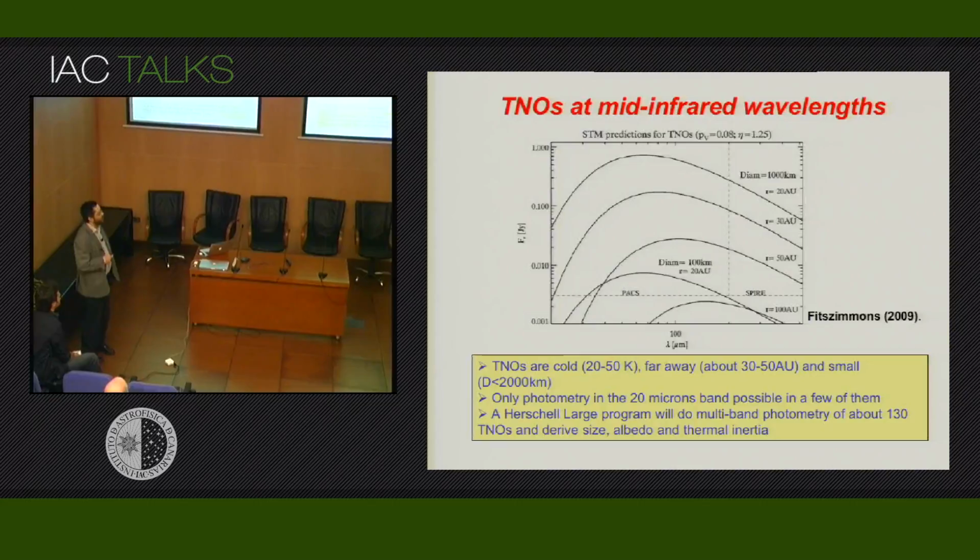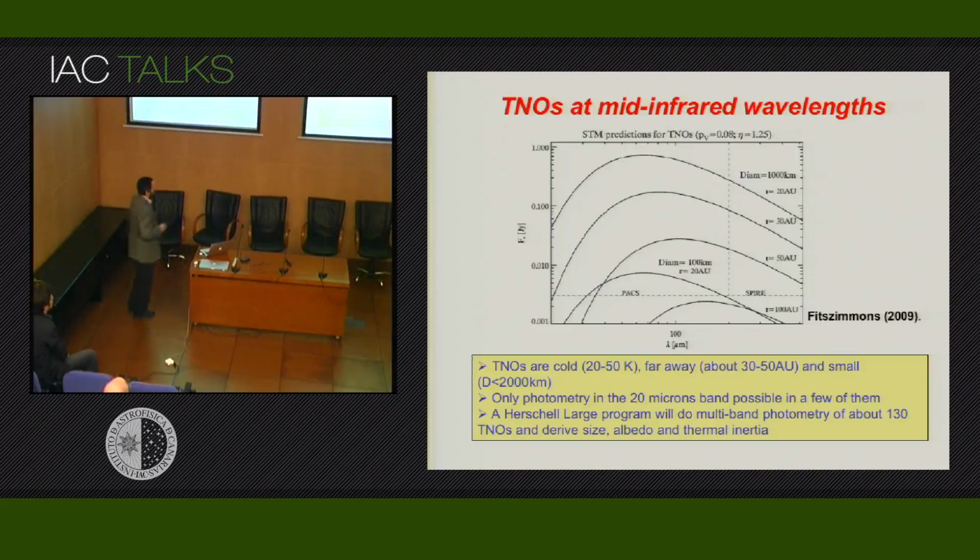So Trans-Neptunians are very, very difficult. We can do some photometry in the Q-band of some of them. On the other hand, we also have a large program on the Herschel telescope dedicated to observing Trans-Neptunians. They plan to observe almost 130 Trans-Neptunians in multi-band photometry. So there is no chance, or very few chances, maybe for some object that is discovered after Herschel. So I had to finish. That's it. But that's not the case.